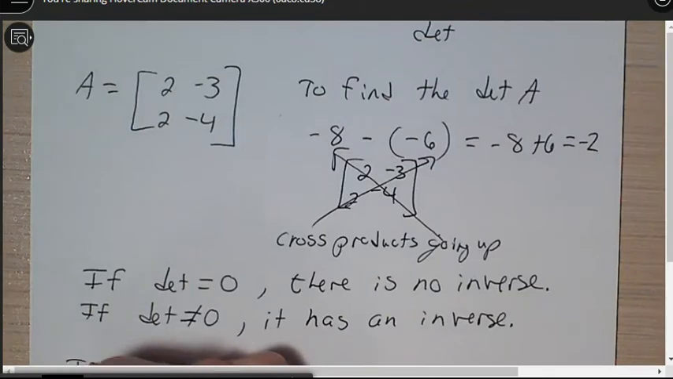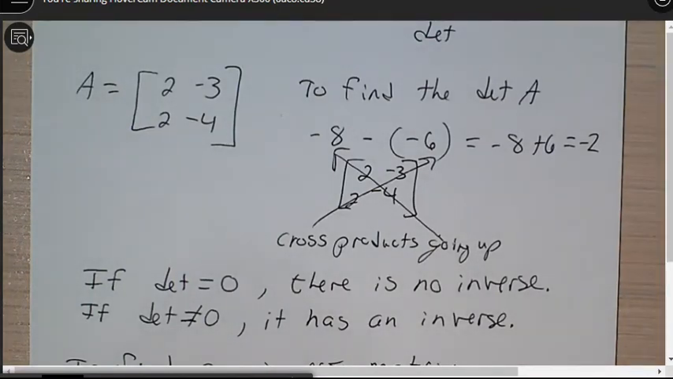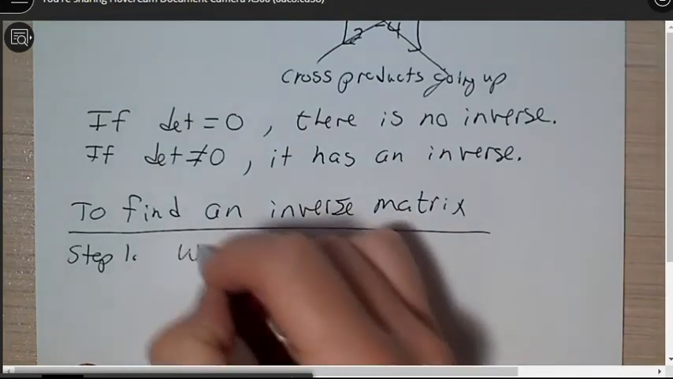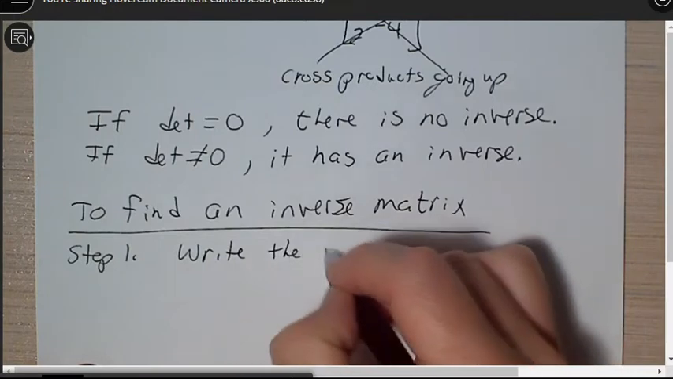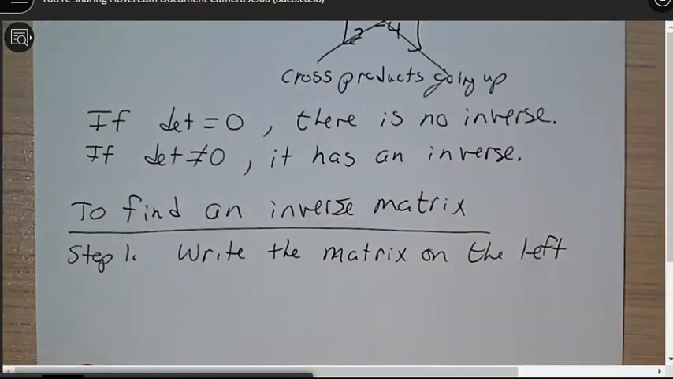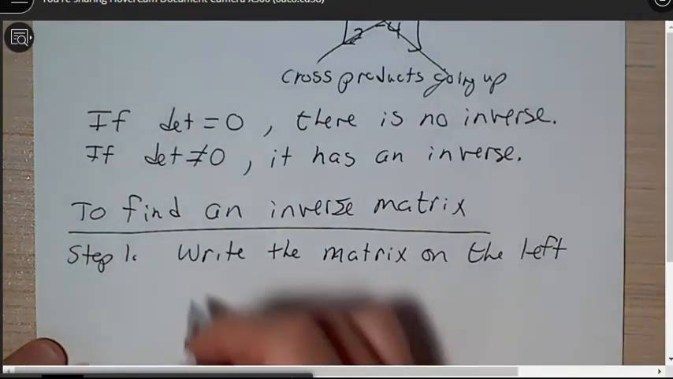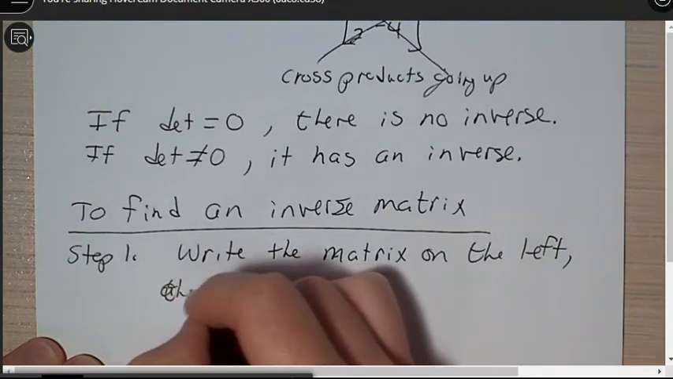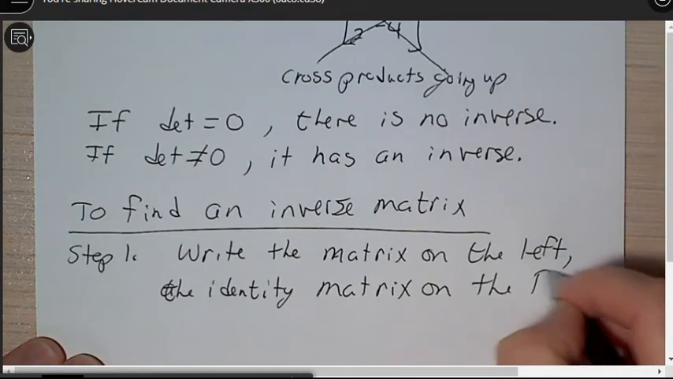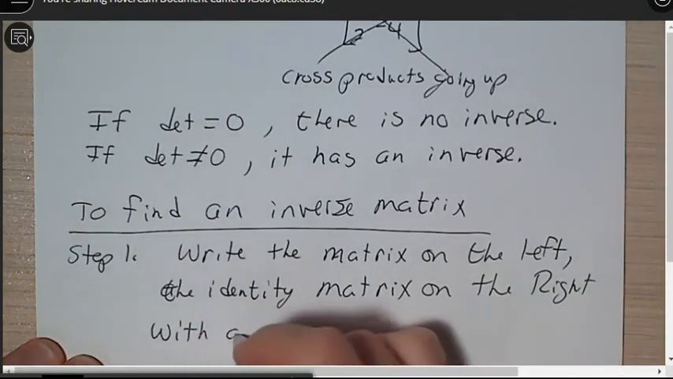Okay, so to find the inverse, we've got a few little steps we have to go through. So you're going to write a matrix on the left. And then you're going to write the identity matrix on the right side with a slash in between the two. So write the matrix on the left, the identity matrix on the right, with a vertical line between the two.